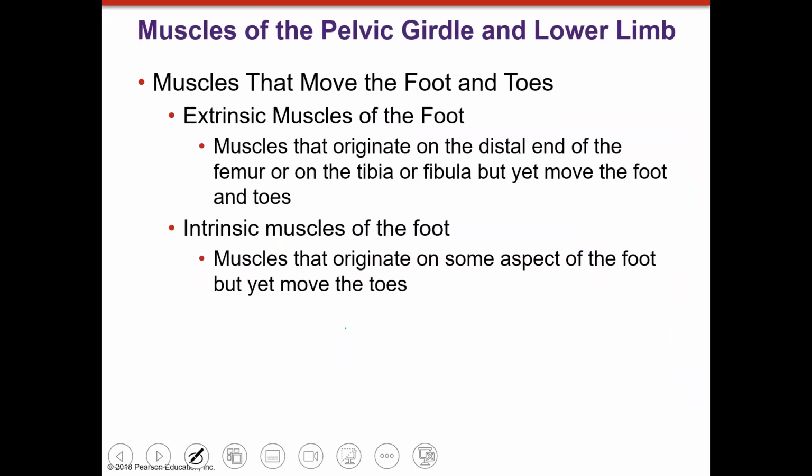Extrinsic muscles of the foot and intrinsic muscles of the foot. Extrinsic muscles originate on the distal end of the femur or on the tibia or fibula, but move the foot and toes. Intrinsic means that it's only on the foot. Okay, so see how this is up on the leg and moves the foot? Okay, so this is only on the foot and moving the toes.